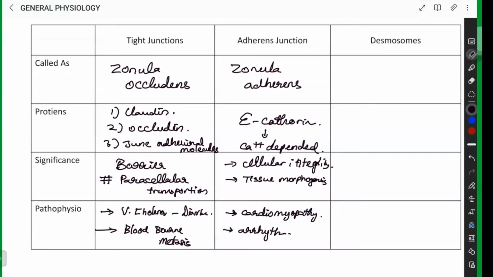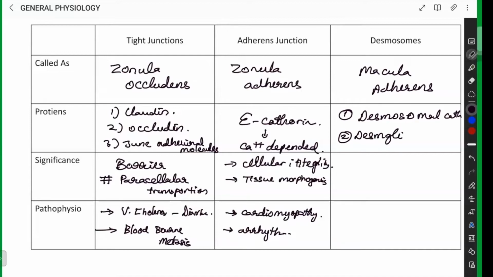Now the third one is your desmosomes. Desmosomes are present in the macula. It is otherwise called macula adherens. So what are the proteins that form it? Number one, desmosomal cadherins. Number two, desmogleins. I think you would have read about these two, desmosomal cadherins and desmogleins. What is their role? They play an important role in epithelial integrity.